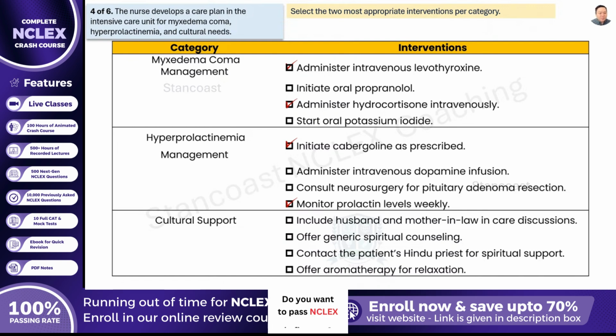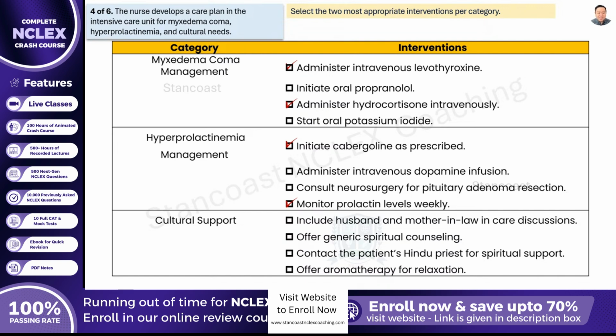Now, what about consult neurosurgery for pituitary adenoma resection? Pay attention to the phrasing here. It says, consult neurosurgery for pituitary adenoma resection.